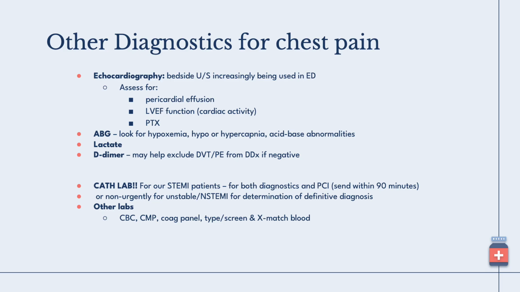So again, this is both diagnostic as well as treatment. So the goal here is to send your patient within 90 minutes, or kind of non-urgently for unstable angina or non-STEMI, for determination of definitive diagnosis. So this gives us information on the number of vessels affected as well as the percent occlusion of those vessels. And then other labs: CBC, comprehensive metabolic panel, coag panel, type and screen, as well as cross-match.